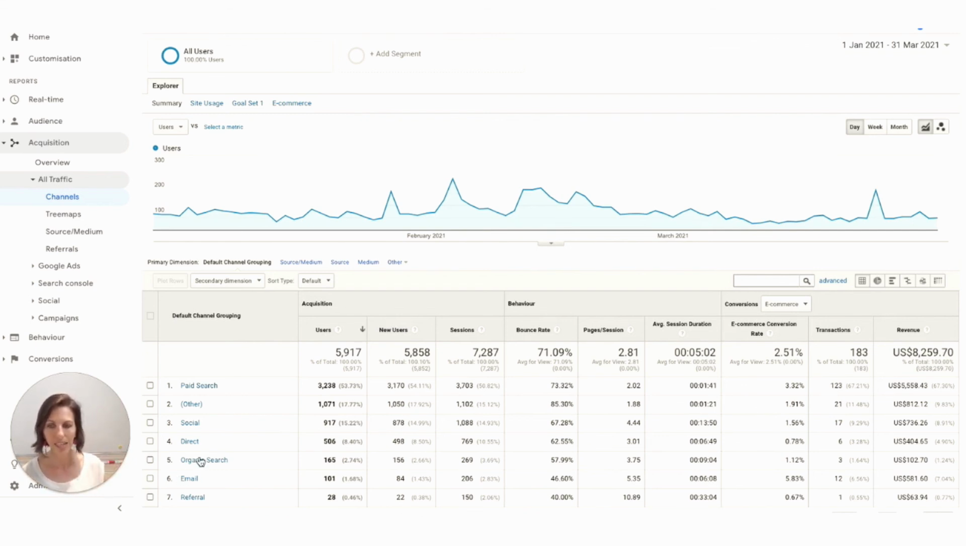For organic search, of course the conversion rate is lower, but you have probably optimized that and you are not necessarily paying an ad spend, if that makes sense. So this is exactly, guys, what you need to understand: which one of your channels is performing the best.